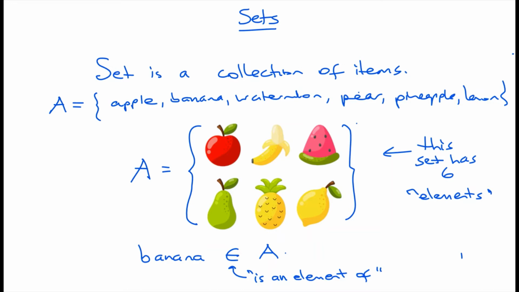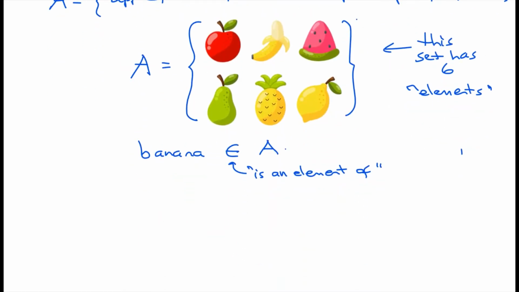Now, a set can also contain another set. So for example, if we take a few of these, let's say all the yellow ones, then I can make a set that's got the yellow ones. So I can say banana. Notice I'm putting them in the brackets and separating them by commas. Banana, pineapple, and lemon. This entire set is contained in the set A.